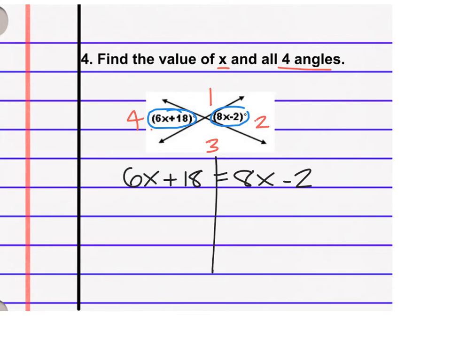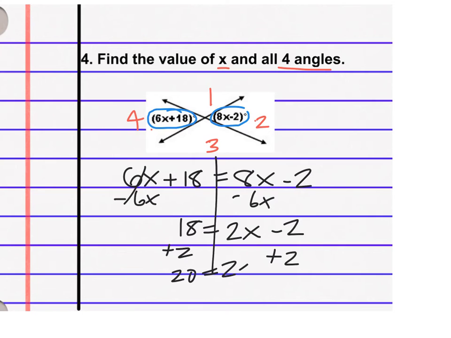So pause the video. Hopefully you can get this whole problem from here, but I will walk through it. Solve for x. I'm going to minus 6x, minus 6x. If you did something else first, that's fine. 8 minus 6 is 2. I'm going to add 2. I get 20 equals 2x. And x is 10.